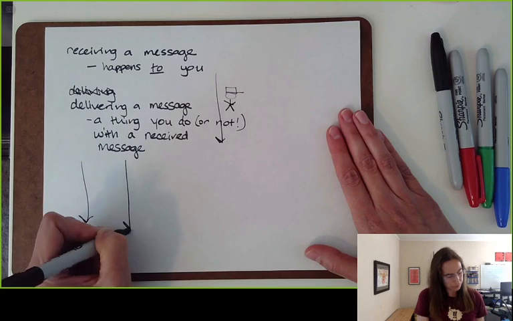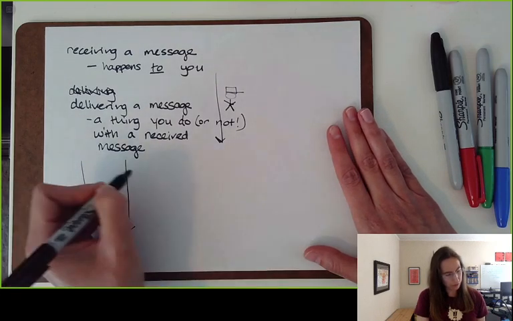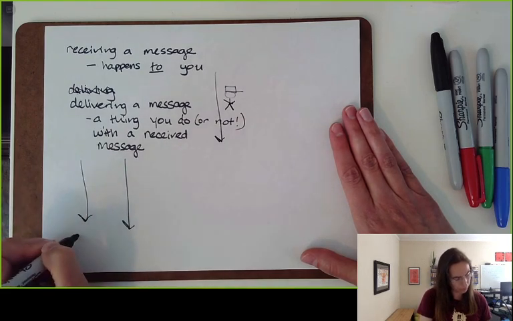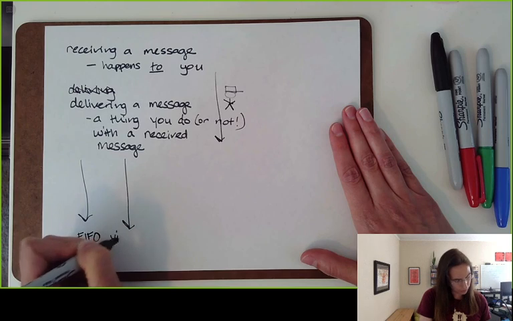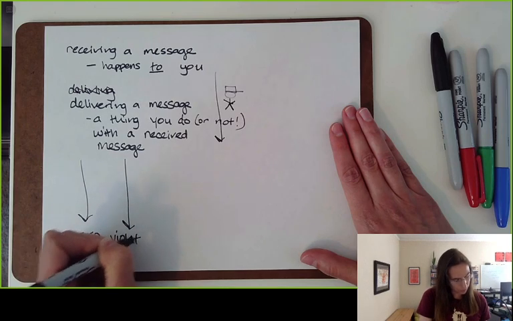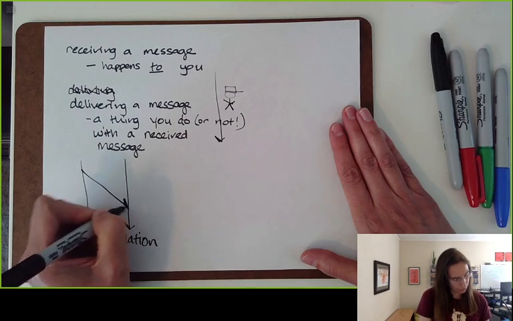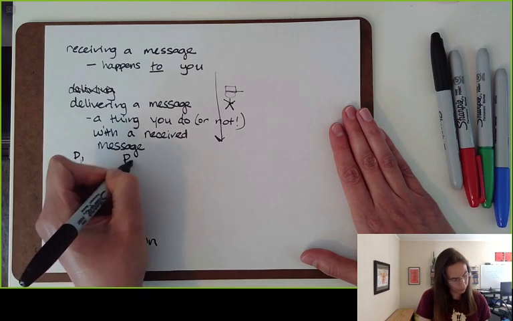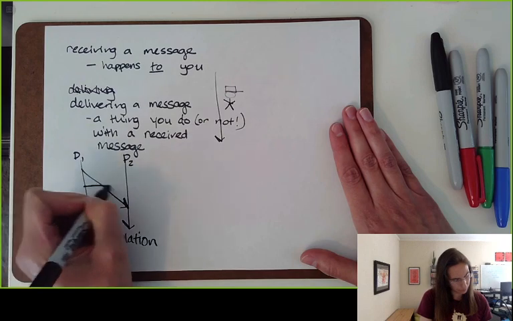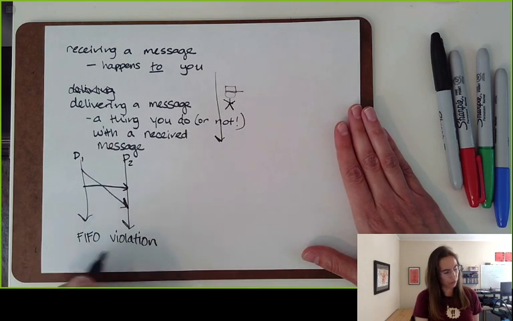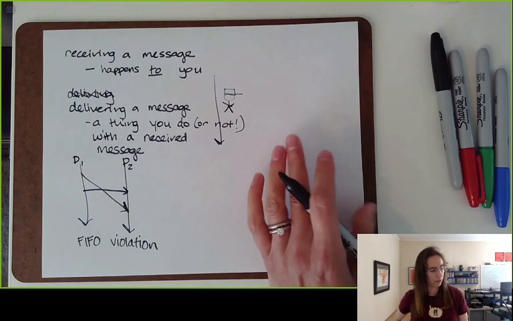So that kind of leads us to this concept of FIFO delivery, right? A violation of FIFO delivery would be if process one sends two messages to process two and they arrive and get delivered out of order. That's a violation of FIFO delivery, or first in, first out delivery.